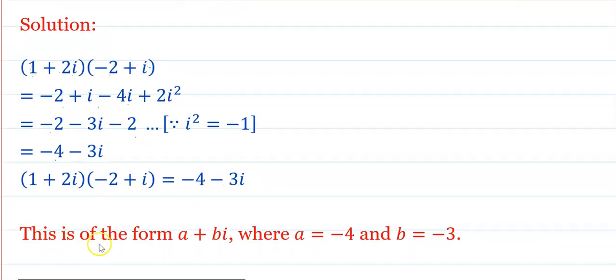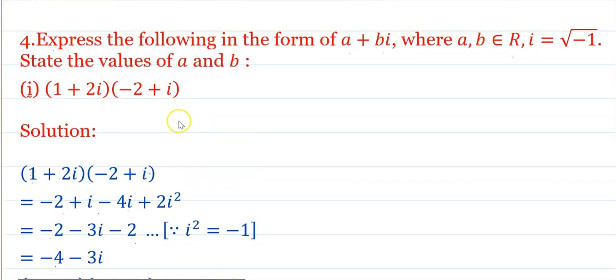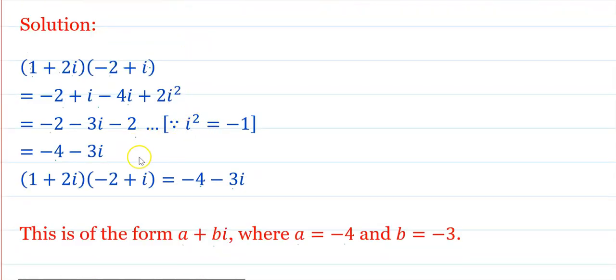Again, this is of the form a plus bi where a is the real part, minus 4, and b is the imaginary part, minus 3. In this way. पुन्हा बघा तुम्ही हे normal multiplication आहे. Substitute the value. Okay. दोन brackets ची multiplication.